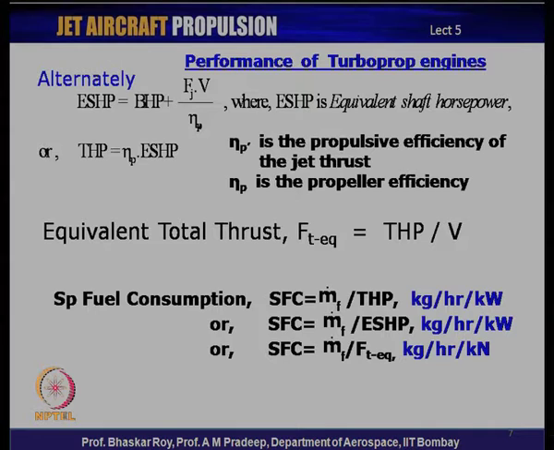All three possibilities exist. However, the most common and popularly used one is the first one, that is SFC expressed per unit power, that is kilowatts, for turboprop engines, because turboprop engines are normally specified by the power consumed and not by the thrust that it produces during flight.